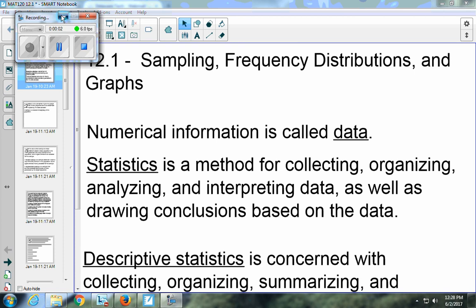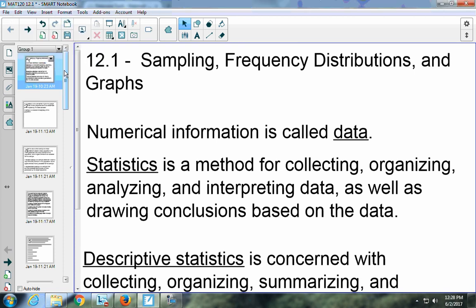In Unit 5 of Math 120, we begin to look at statistics. We are going to start with some definitions. Numerical information is called data. Statistics is a method for collecting, organizing, analyzing, and interpreting data, as well as drawing conclusions based on the data.